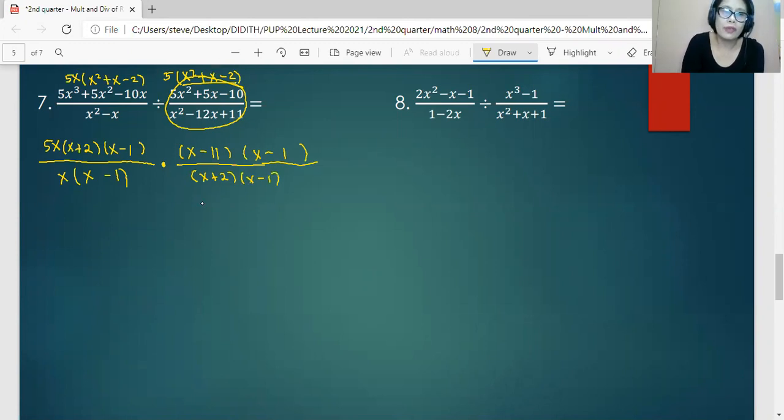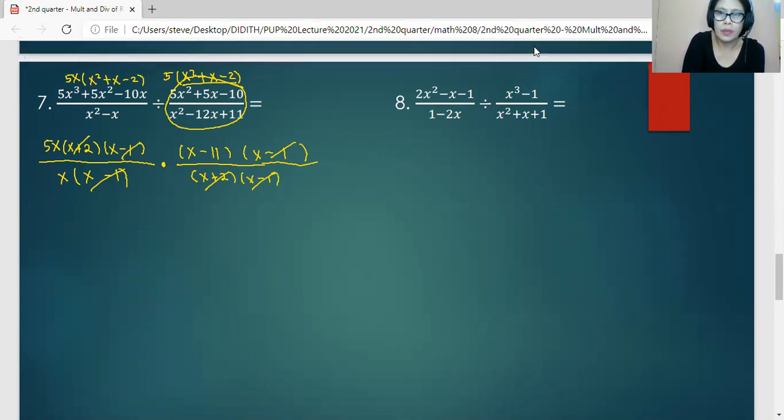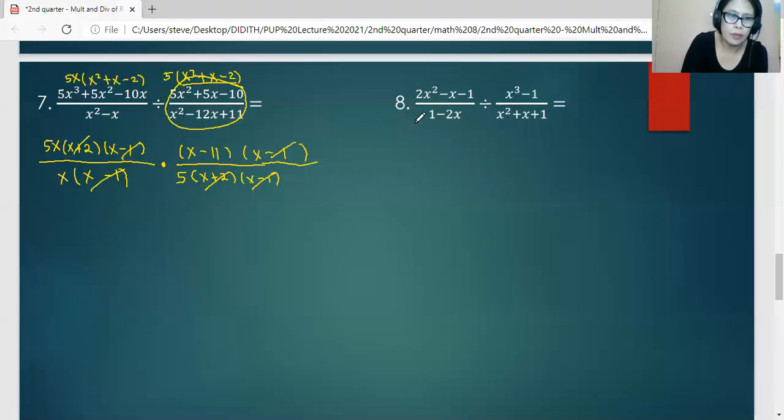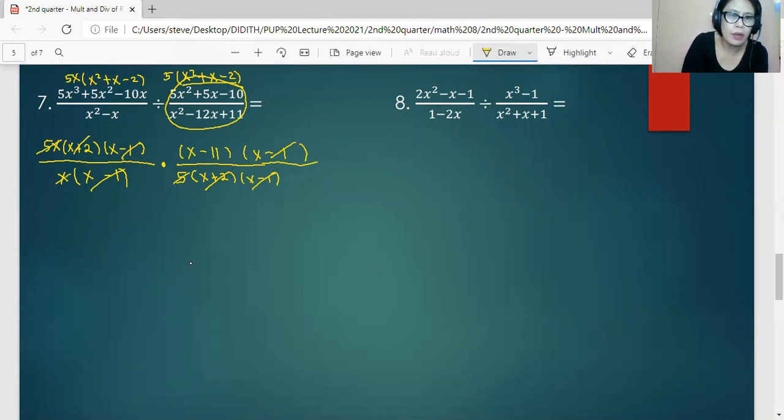And then cancel the common factor, x minus 1, x plus 2. And then we also have this 5x here, which is the same as this x at 5. So we have 5x here, and then we also have 5 and x here, so we can cancel 5x, x and 5 here. So the remaining expression now is the final answer, which is x minus 11.